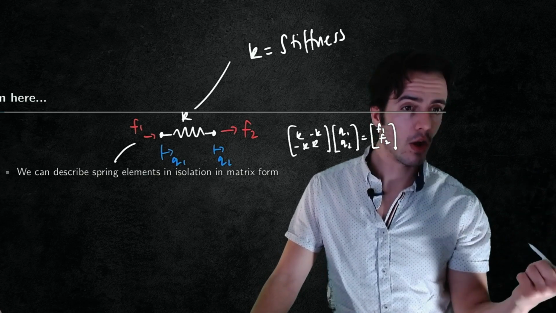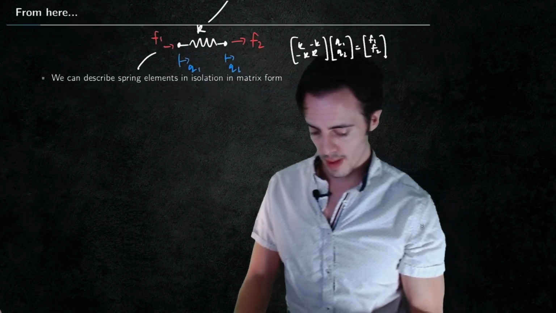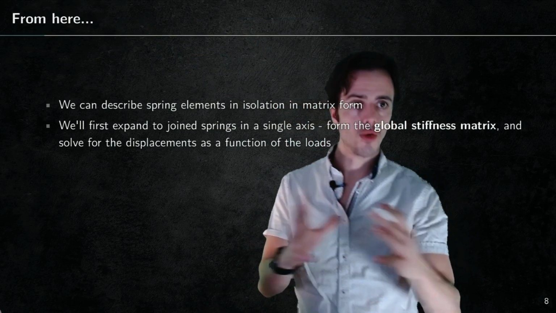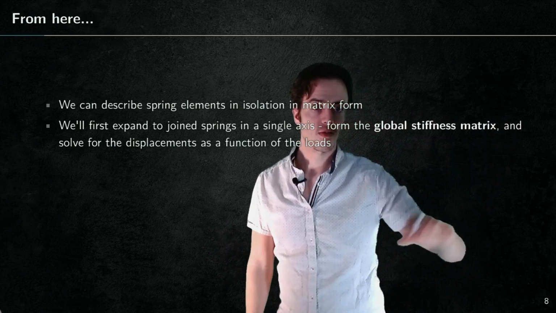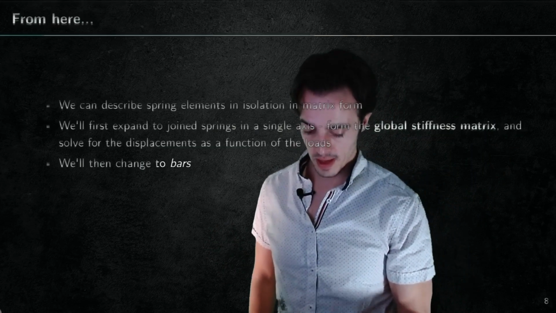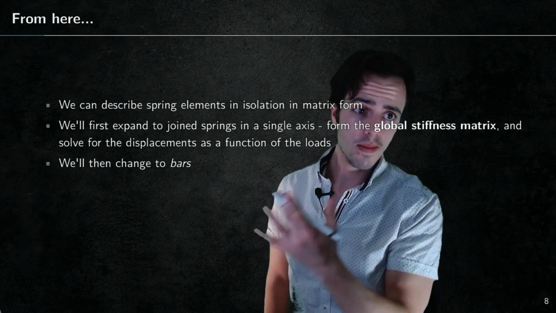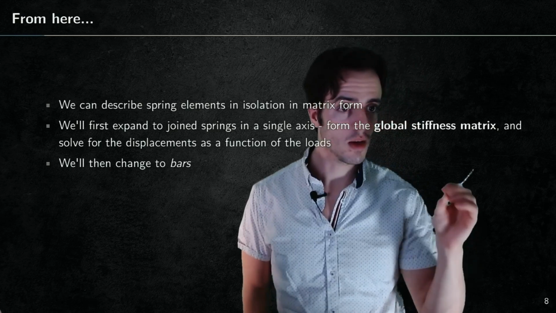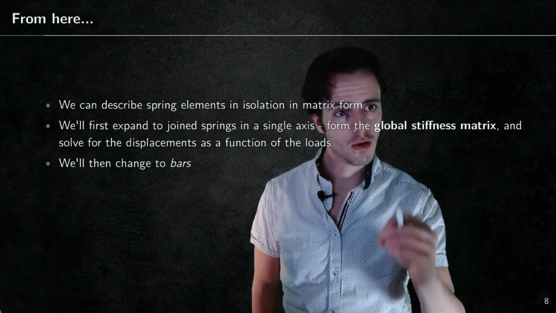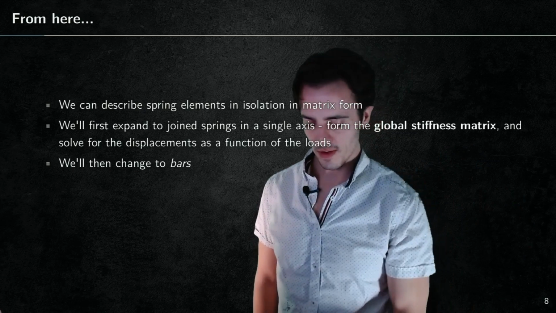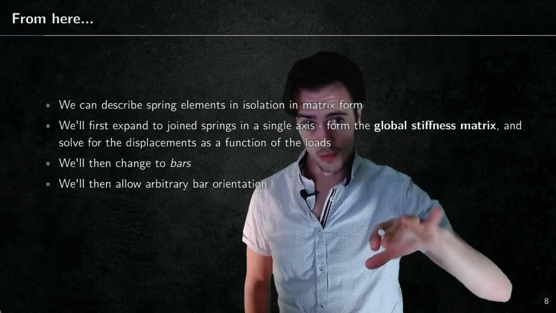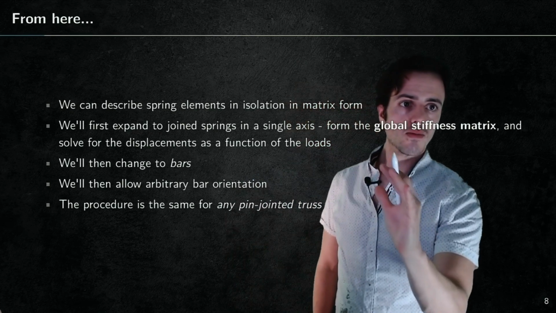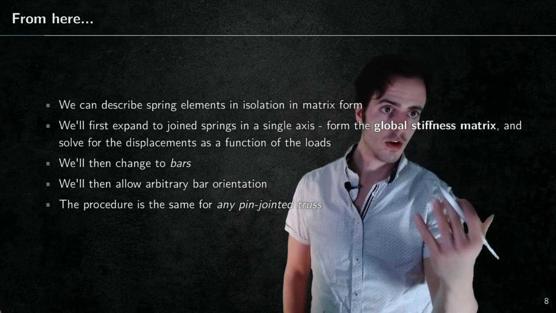We already know how to determine the stiffness of two force members. So we're going to take these springs, join them together in a single axis and form this idea of the global stiffness matrix, and we're then going to be able to solve this. Then we're going to change these to bars, and it's just a case of taking that K and turning it into the relationship between length, cross-sectional area, and Young's modulus to determine the stiffness. And we're then going to start moving them all around at different orientations. And once we've got to that point, we've produced a methodology that enables us to solve pin-jointed trusses.